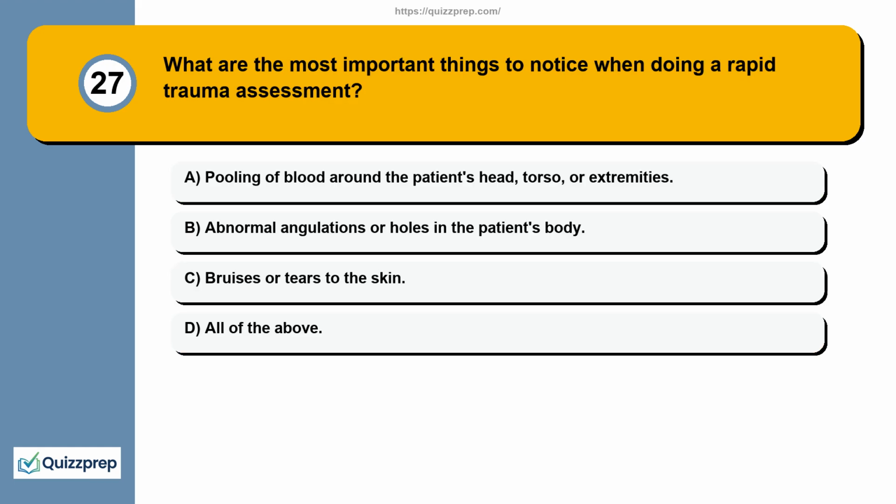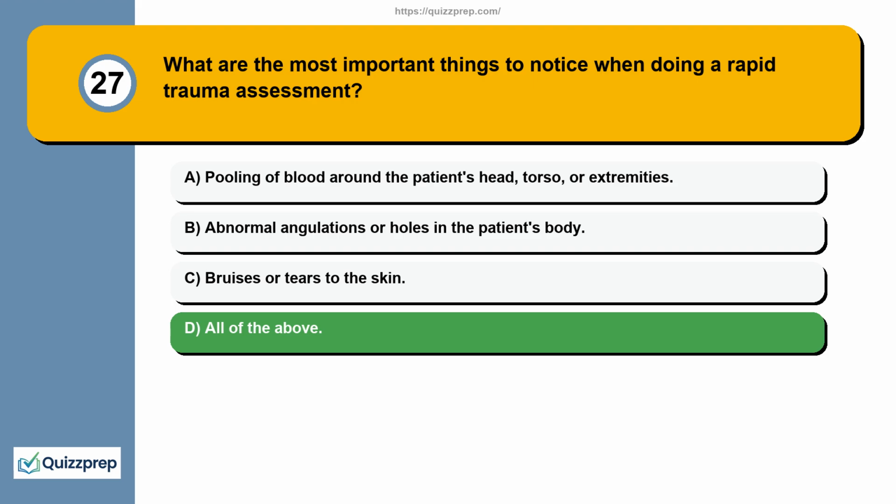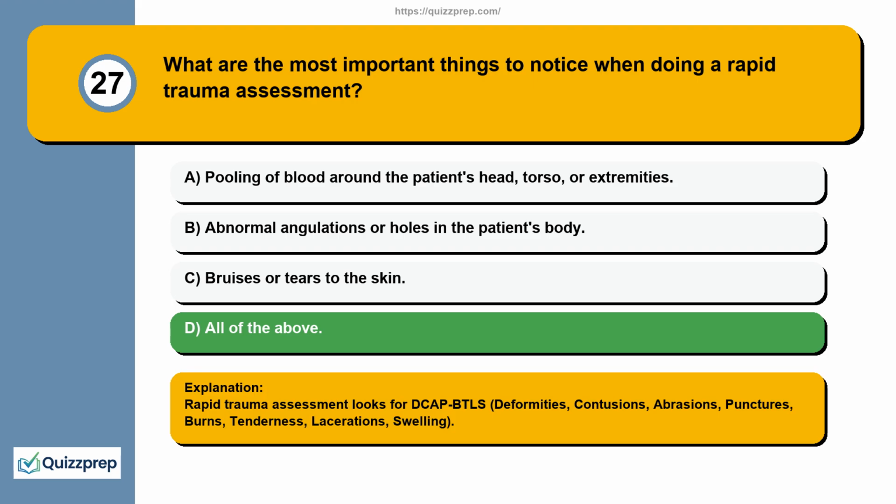Question 27. What are the most important things to notice when doing a rapid trauma assessment? Pooling of blood around the patient's head, torso, or extremities, abnormal angulations or holes in the patient's body, bruises or tears to the skin, all of the above. Rapid trauma assessment looks for DCAP-BTLS: deformities, contusions, abrasions, punctures, burns, tenderness, lacerations, swelling.